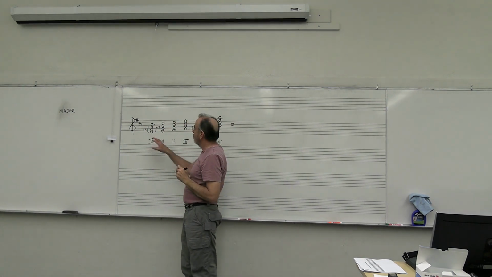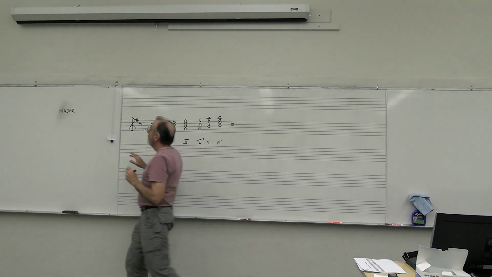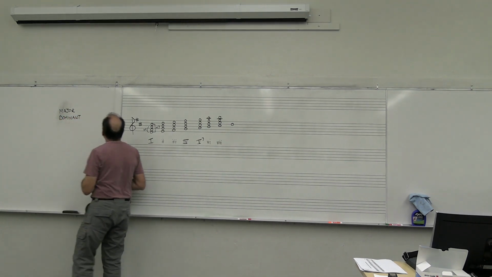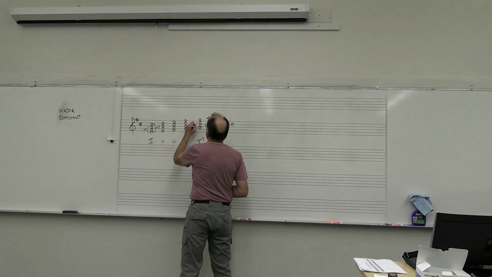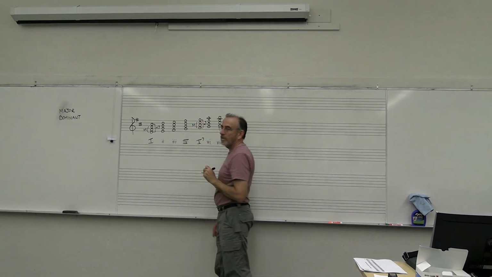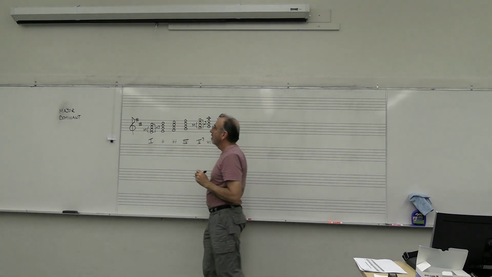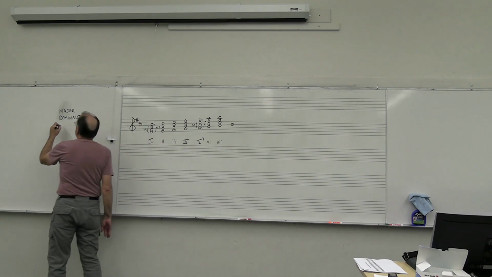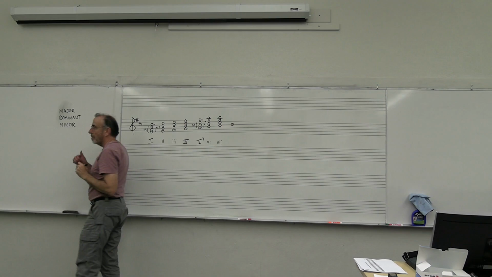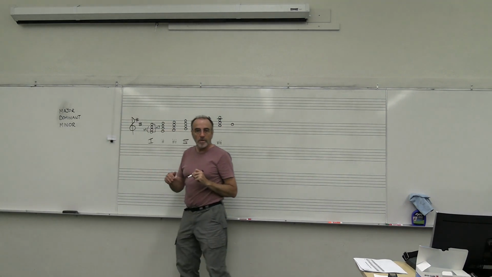It's a major triad and a major 7th. Then there's the dominant seventh, which we already know is a major triad and a minor seventh, right? We've got that. There's the minor seventh, which is a minor triad and a minor seventh.